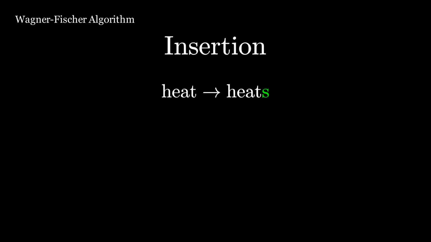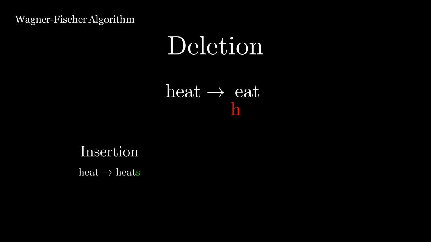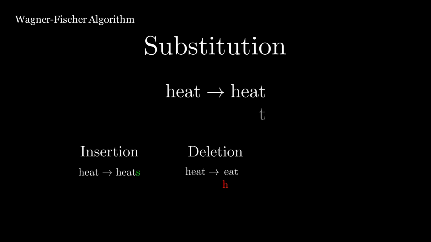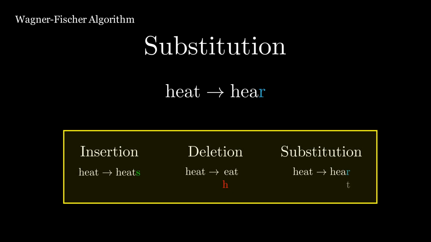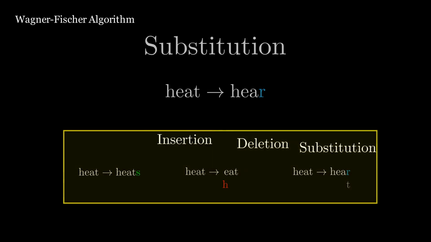Their algorithm relies on the fact that to transform one word into another, say heat into another word, you must perform a series of simple operations. These operations could include insertions, which adds a letter, deletions, which removes a letter, and substitutions, which swap a letter for another. Using just a sequence of these 3 simple operations, it's possible to transform any word into another.